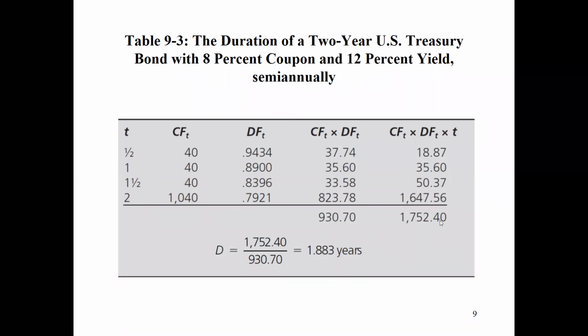And then we sum all the discounted cash flows multiplied by the corresponding period. We sum it all, and we get 1,752. And the total discounted cash flow is equal to 930. So we divide everything, and we get a duration of 1.883 years. Now it's semi-annually, okay? Then we proceed.